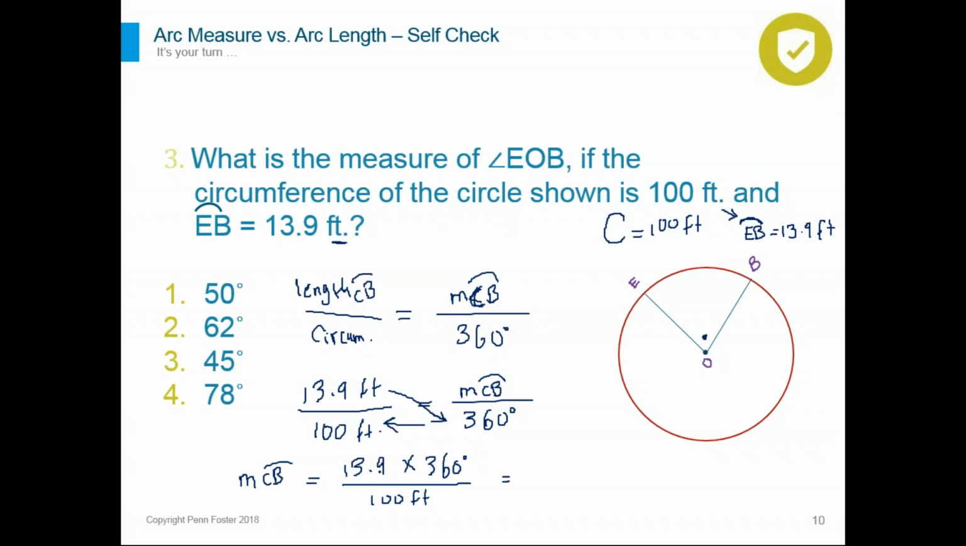And then you're going to punch it in the calculator correctly and then do the division. And then you do realize that the measure of CB is 50 degrees. So the measure of this arc is 50 degrees. What would be the measure of the central angle that intercepts this arc? The same, 50 degrees. So the answer is A, or 1, which is 50. 50 degrees is the measure of the central angle.